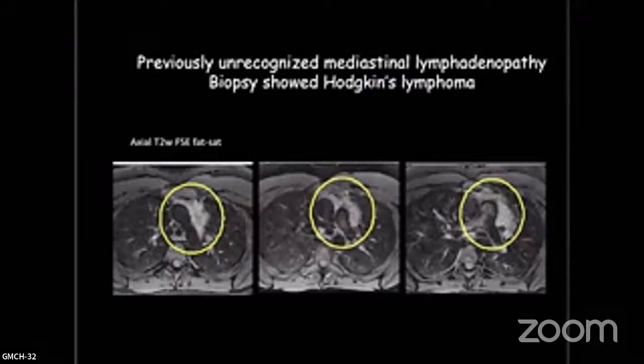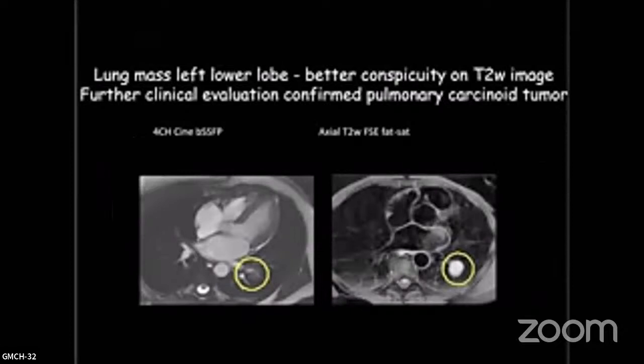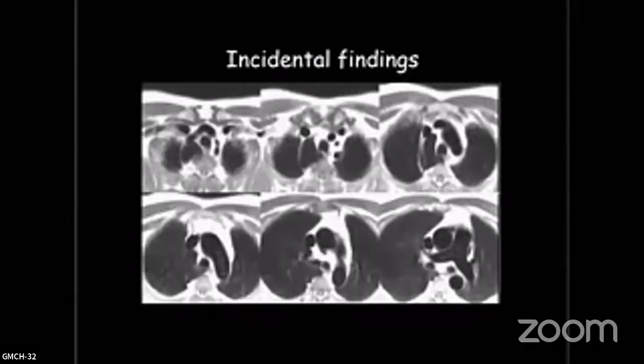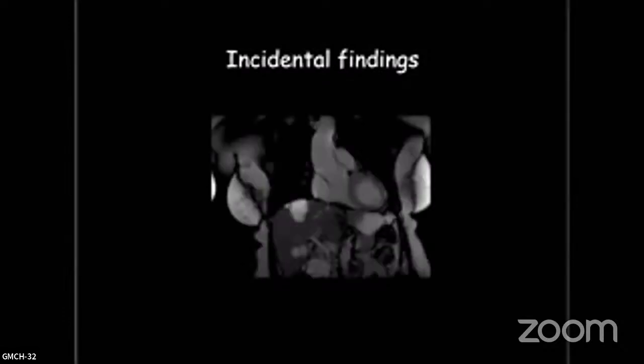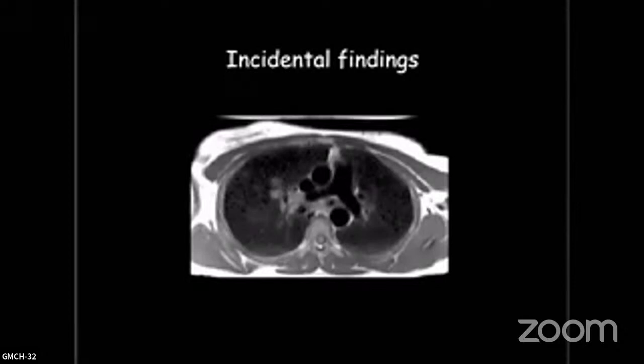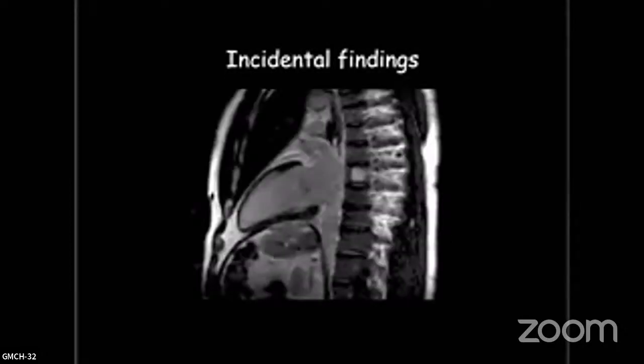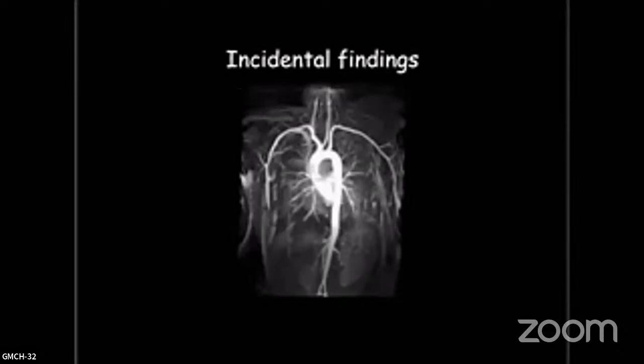This is an example of a case with previously unrecognized mediastinal lymphadenopathy, and the biopsy showed Hodgkin's lymphoma. This is a mass in the left lower lobe, which was then found to be a pulmonary carcinoma. The right azygos lobe, which is an incidental finding, presence of a liver mass, which later got diagnosed as HCC, mediastinal lymphadenopathy, spinal deposits, and a Holt-Oram arch.